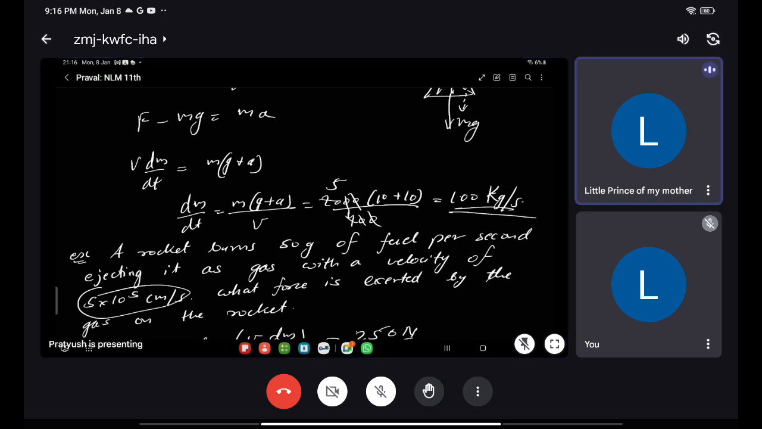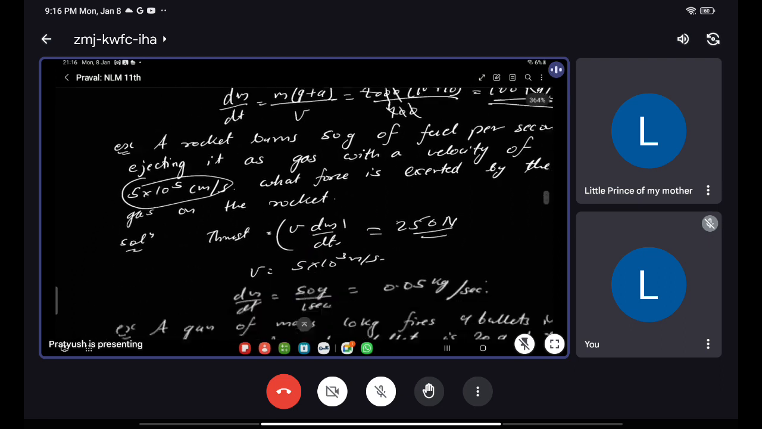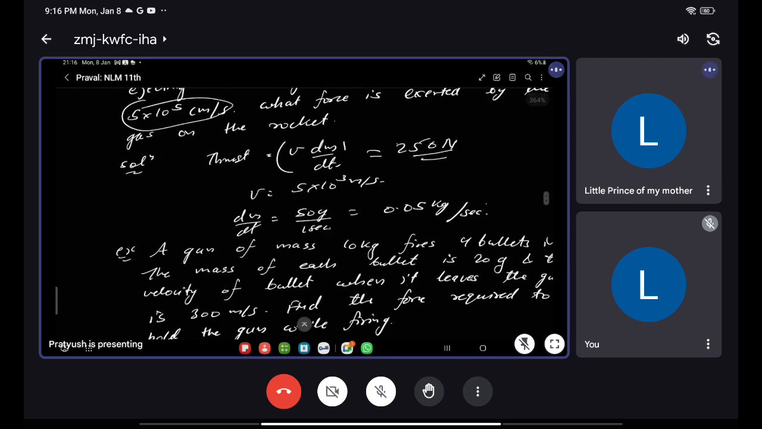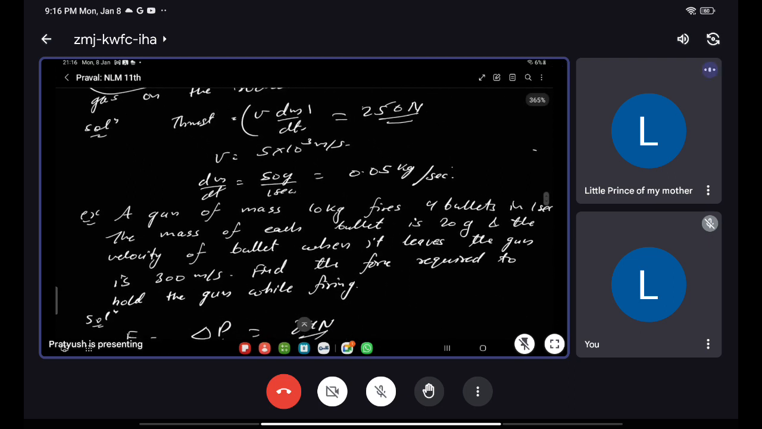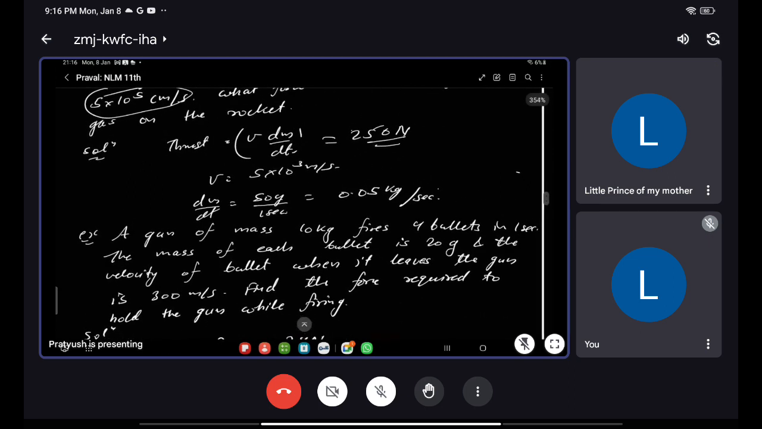0.05 kg percent. 0.05. Very good. 0.05 kilograms per second. Okay. Very good. What we need to find in this question? Just dm by dt. Okay, we'll get our answer.